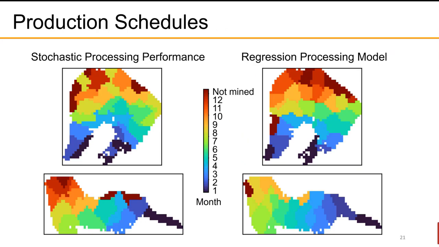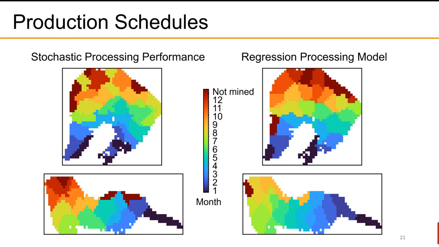Okay, so we're going to look at 2 different schedules. On the left, we have the stochastic processing performance schedule, which is what I've been explaining. That's the method that we're proposing here. The one on the right is mostly the same, except instead of simulating the processing performance, it's just using a simple regression to model those material transformations. There's not much to see just from looking at these images, except that they are different.